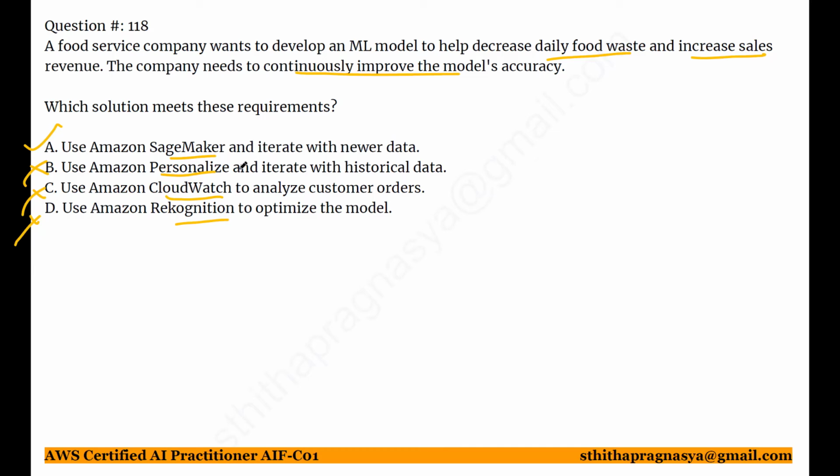Why not Personalize? This is optimized for providing personalized recommendations based on user behavior. While it could help increase revenue through recommendations, it is not designed for modeling operational metrics like reducing food waste or for iterative improvement with new data. And CloudWatch is used for monitoring and logging AWS resources. Finally, Rekognition is an image and video analysis service. It is unrelated to tasks such as reducing food waste or building models for operational optimization. So the answer is SageMaker.